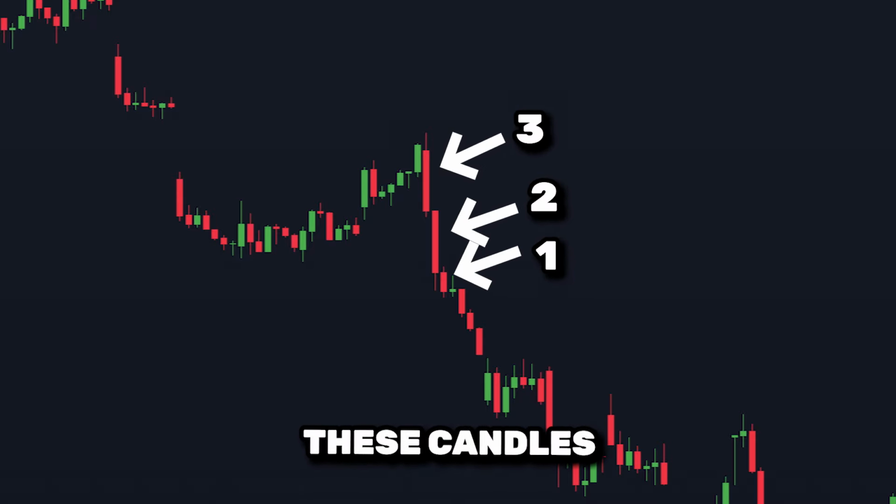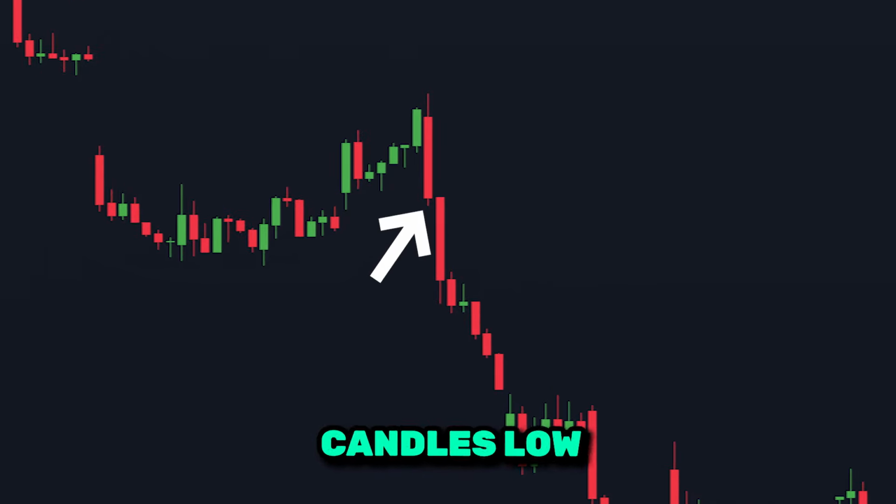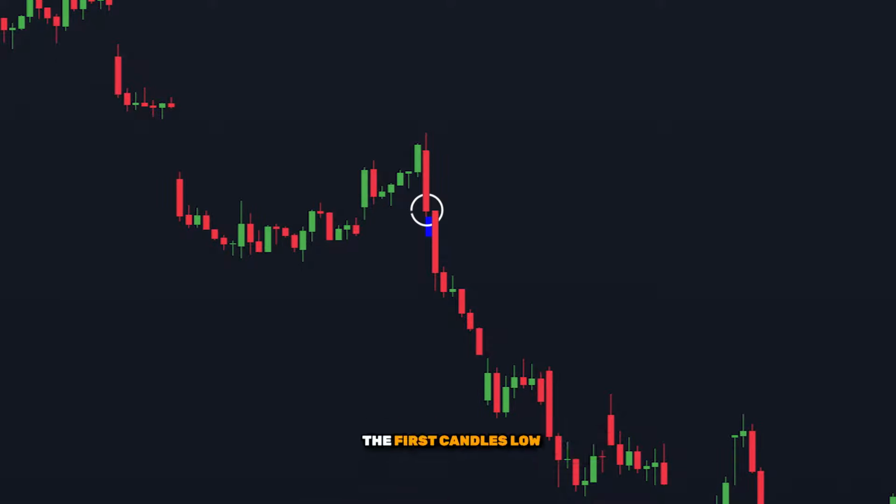All 3 of these candles must be red, and the middle candle should be a large gap that doesn't overlap with the first candle's low or the third candle's high. We can then draw out the FVG zone by connecting the first candle's low to the third candle's high.